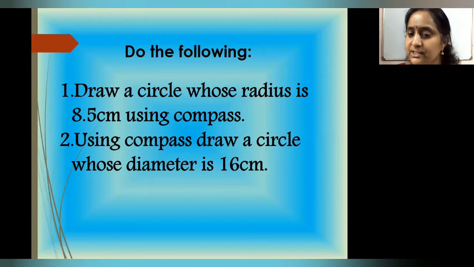Children, is it clear how to draw a circle using a compass? Yes, I know you can do it very well. Now, draw a circle whose radius is 8.5 centimeters. Using a compass you have to draw. Using a compass, draw a circle whose diameter is 16 centimeters.